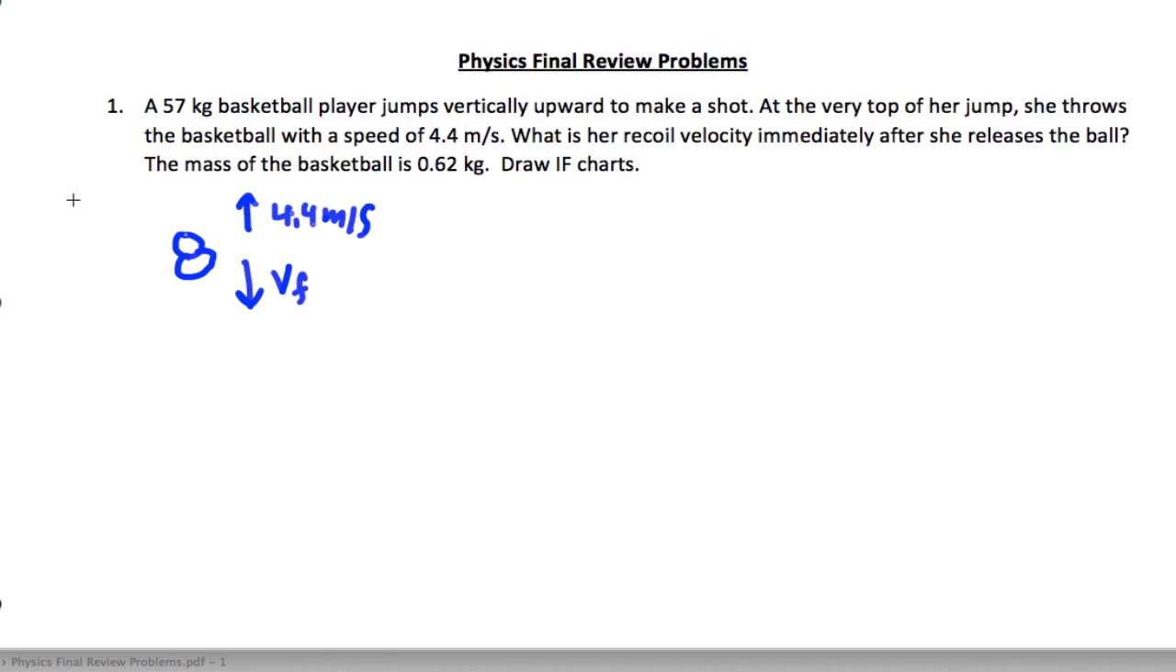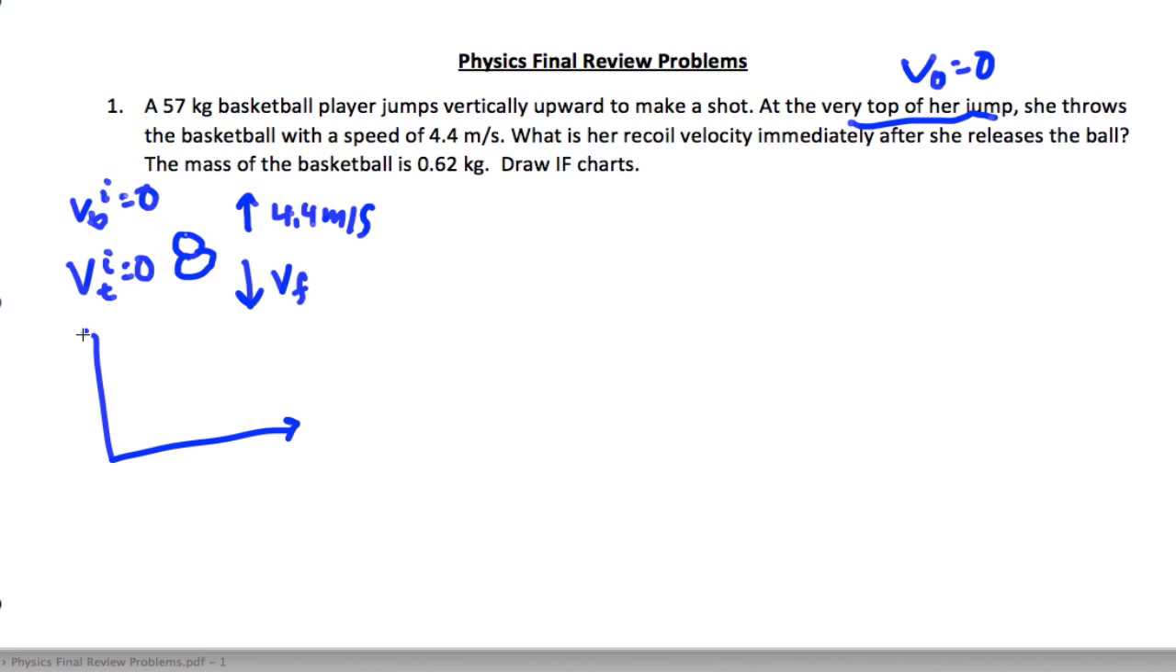Now let's be clear, the initial speed of everybody at the top is 0. So that means V ball initial is 0 and V thrower initial is 0. When we set up our charts, we need one for the ball and one for the player. Everything is going to be 0. Now, let's figure out what's happening with the ball and the player afterwards.